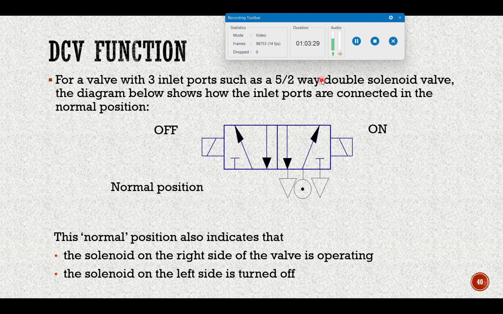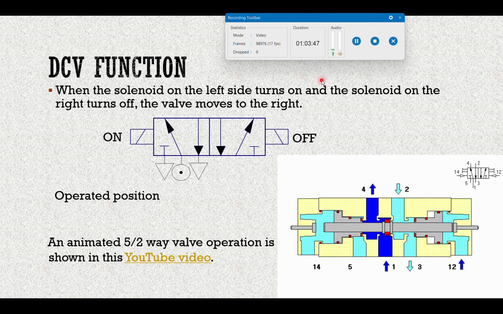If you use a solenoid on both sides, that's a double solenoid. If you have a spring return one, then one is solenoid actuated, and the other one just uses a spring. So when the solenoid on the left side turns on and the solenoid on the right turns off, the valve would move to the right, and then it would change state.